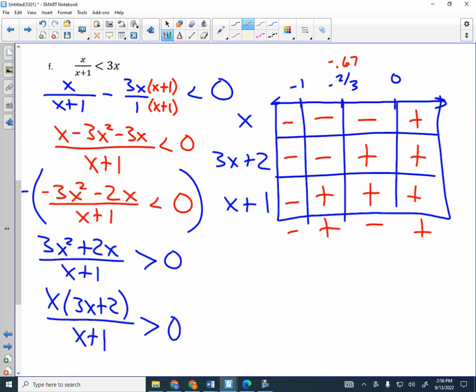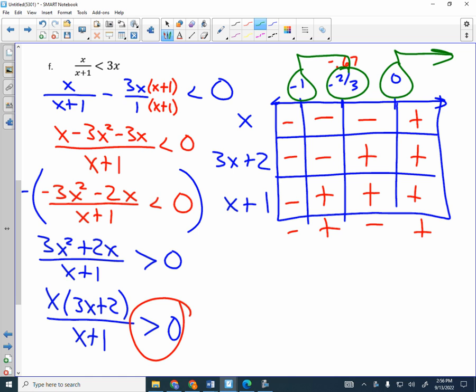Are we looking for positive or negative? Positive because of this. You can see by our graph that the positives occur here and that they occur here. Do we have to worry about any equal signs? So no brackets are needed in any situation at all. We have from -1 to -2/3, union 0 to infinity.